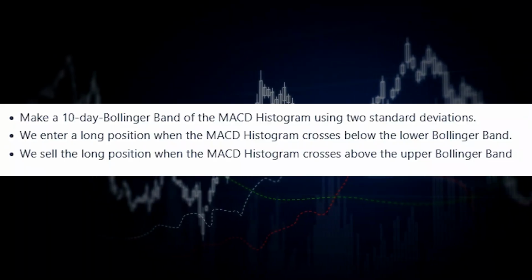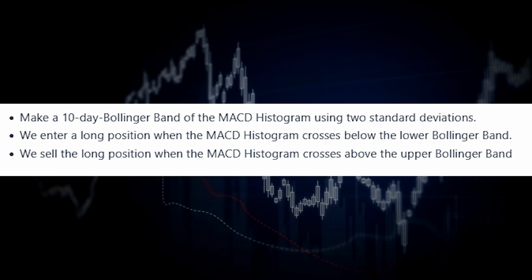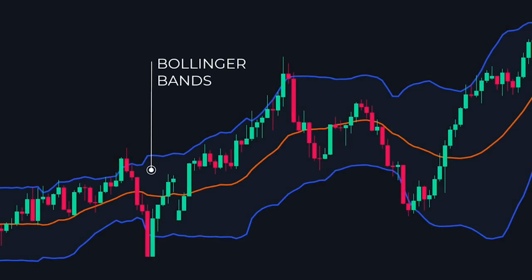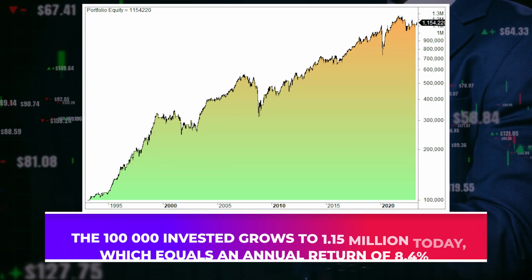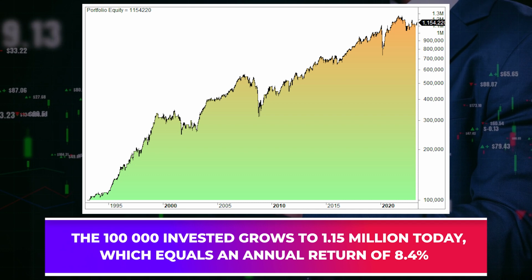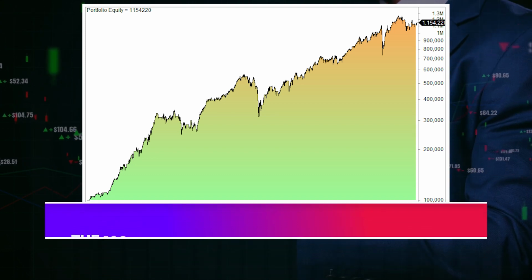Let's go to the second backtested MACD strategy, which uses a Bollinger Band of the MACD histogram. We enter a long position when the histogram crosses below the lower Bollinger Band, and we sell when the histogram crosses above the upper band. The 100,000 invested grows to 1.15 million today, which equals an annual return of 8.4%.